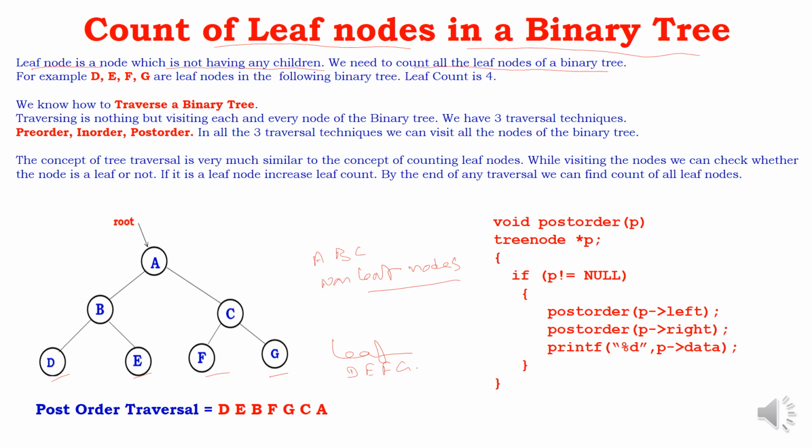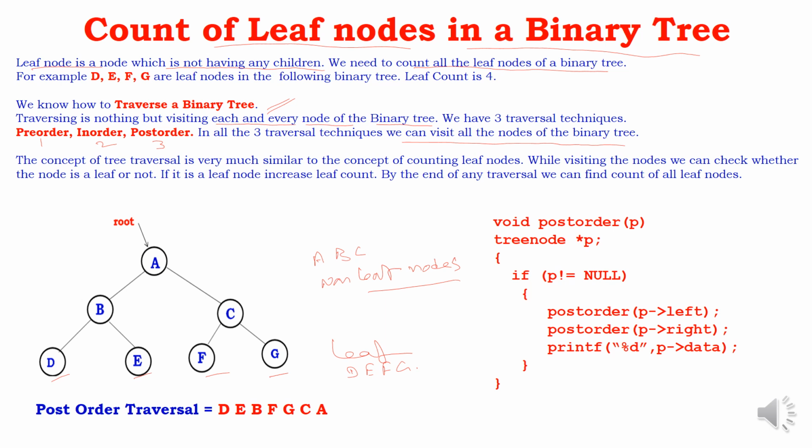Right. Then we know how to traverse a binary tree. Traversing is nothing but visiting each and every node of a binary tree. We have three traversal techniques: pre-order, in-order, post-order. In all three traversal techniques, we can visit all the nodes of a binary tree.